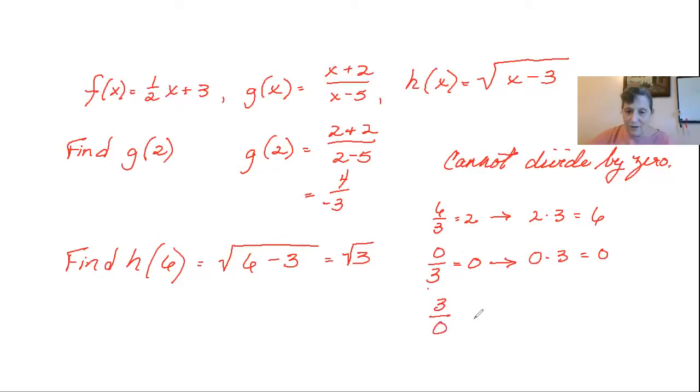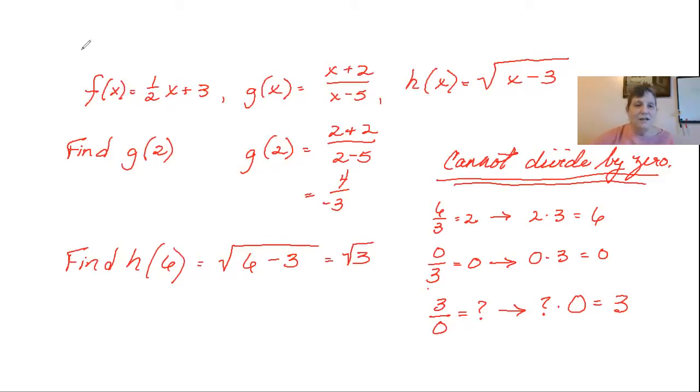But what about 3 over 0? 3 over 0 equals what? Well, no problem. You just have to figure out what times 0 equals 3. See the problem? Nothing times 0 is going to equal 3. This is undefined. You cannot include any x value that would make your y value not a real number. This is not going to be defined.